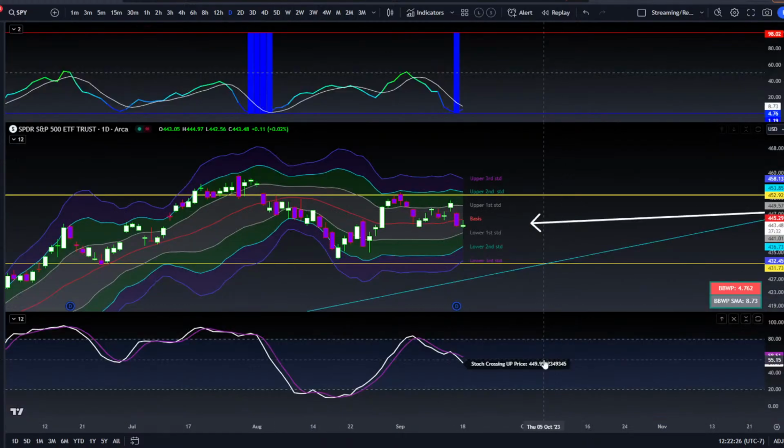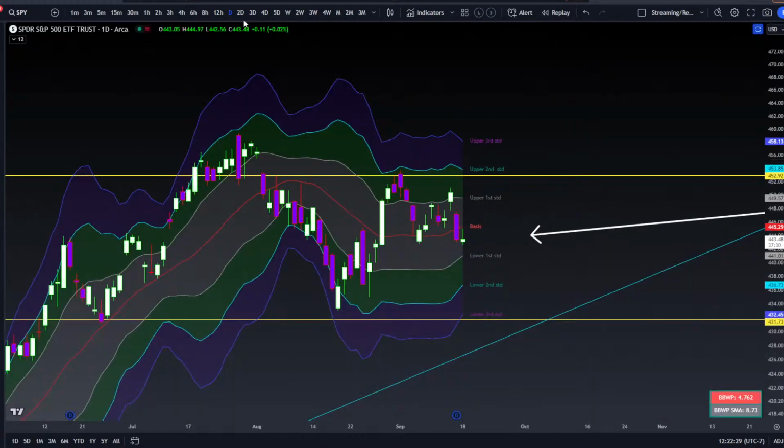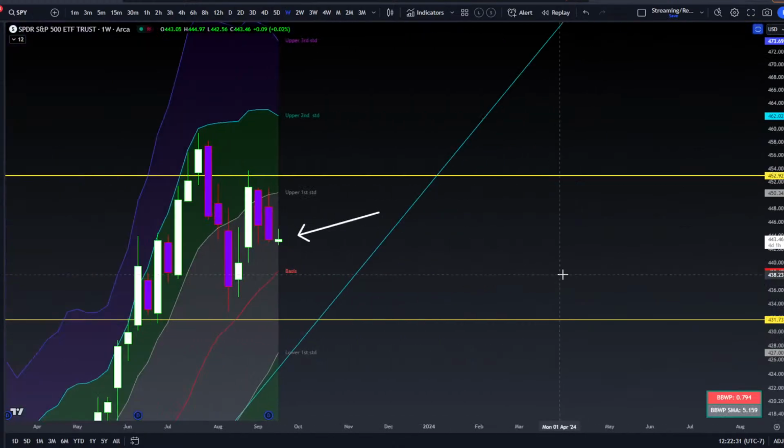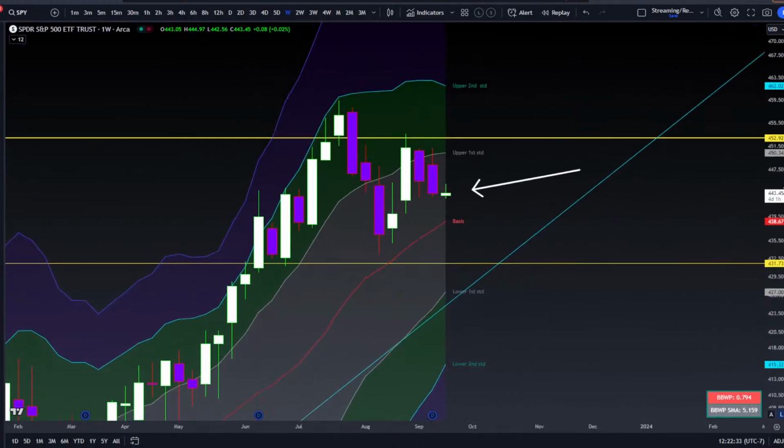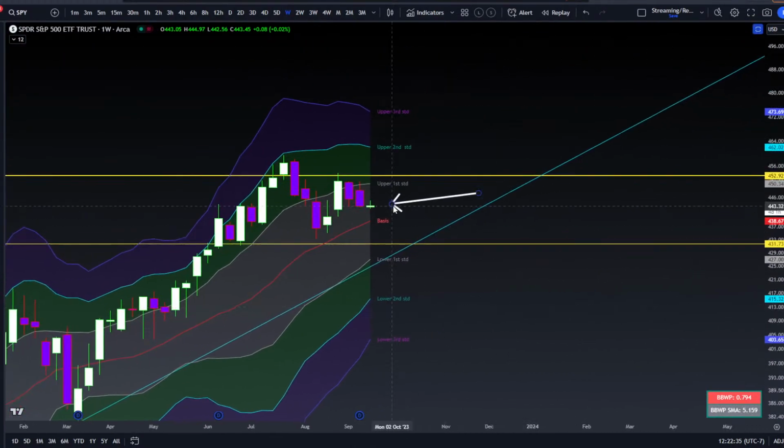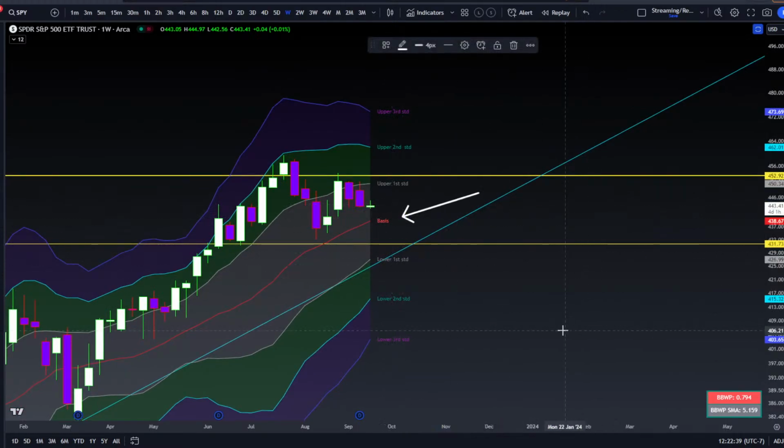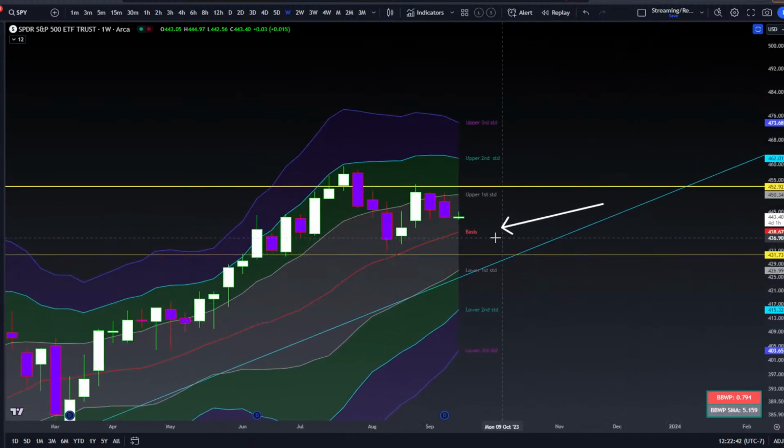Weekly, daily is going to be down below 450 anyway. So it's likely more consolidation if it doesn't break down from here. The basis, again, for the weekly in this case, is right there at 438. So 438, 440. Yeah, so not anything too crazy here.